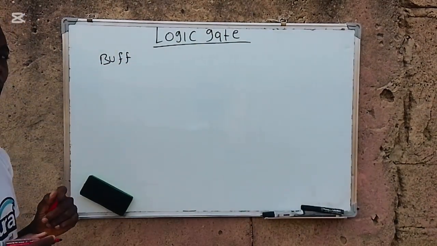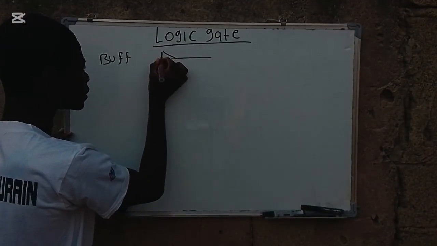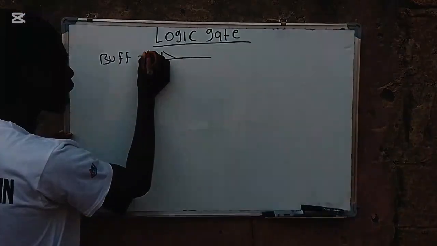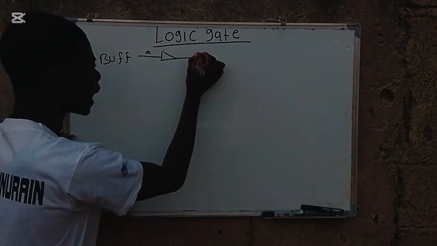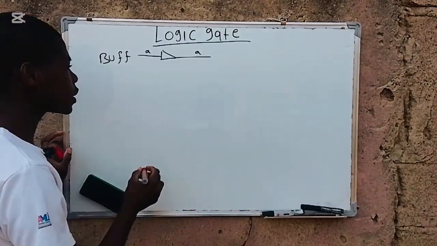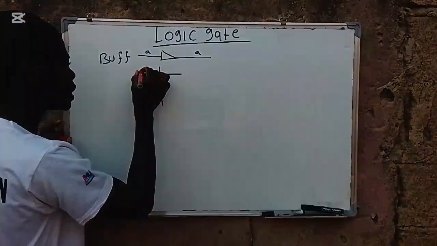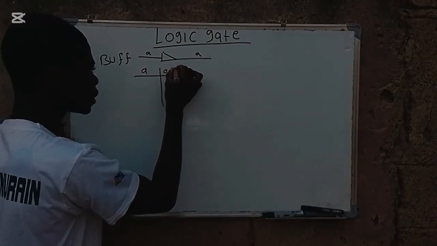So let's talk about the buffer. What is the symbol of a buffer? A buffer is like a triangle. We have the input A and the output A. So what is the truth table of the buffer? Let's say we have A, and this is the output.